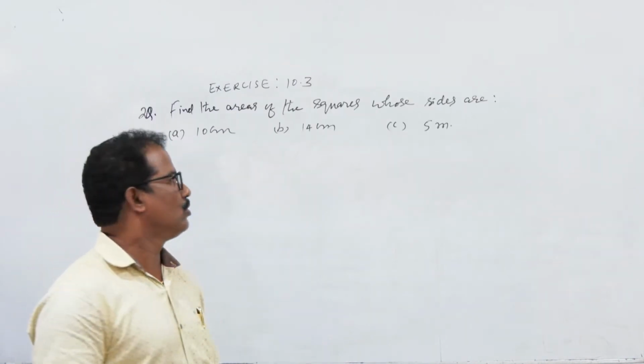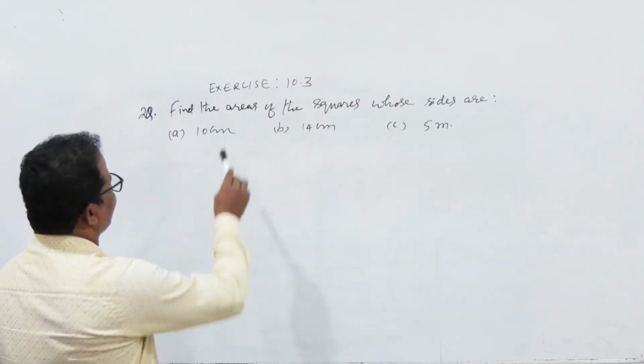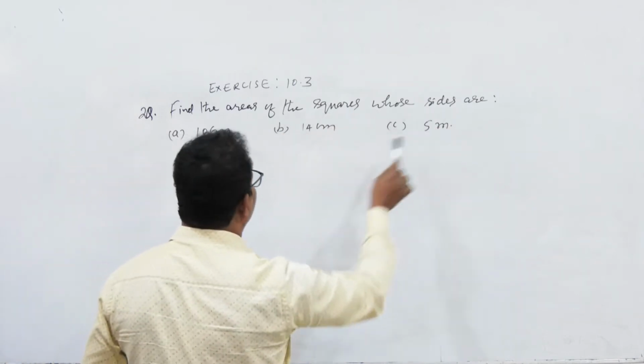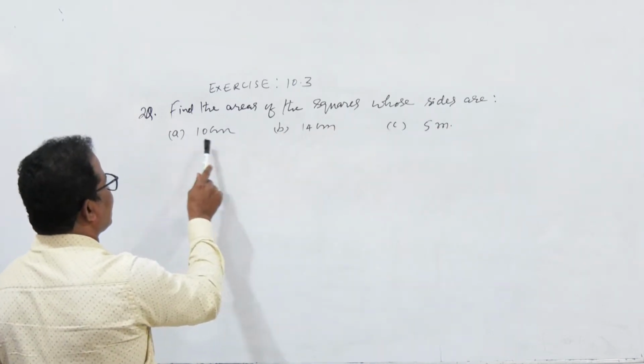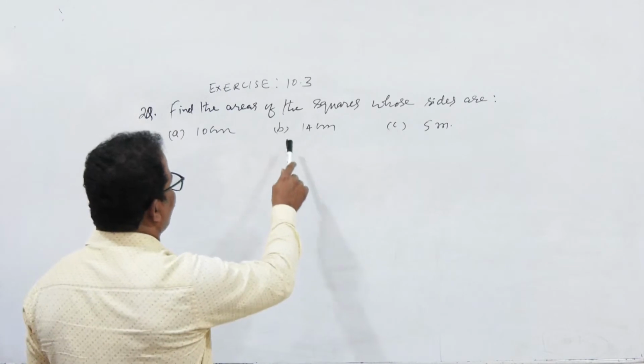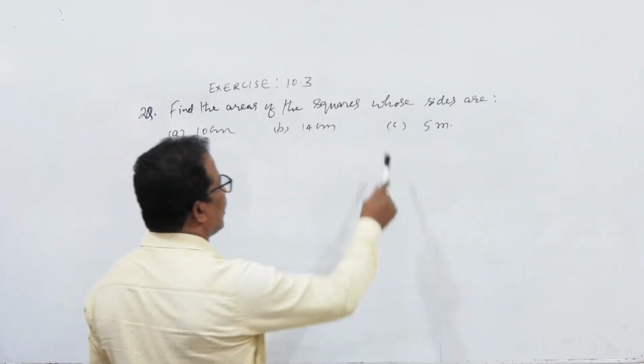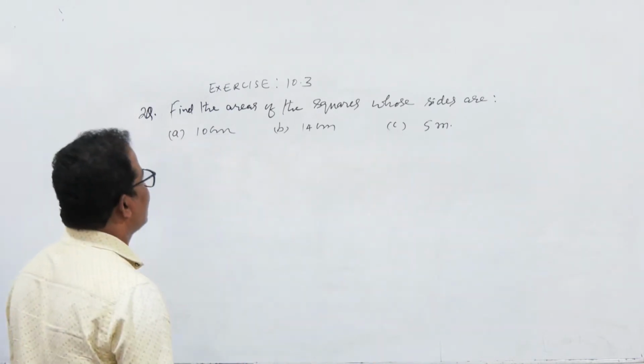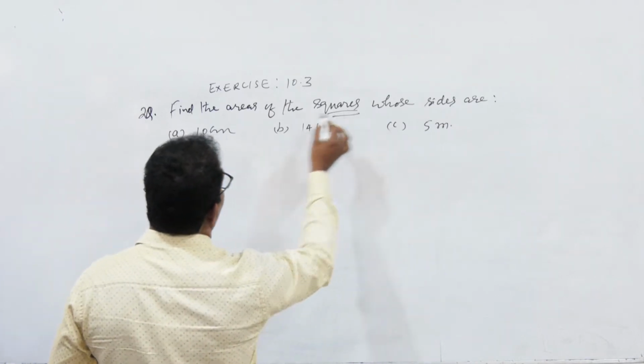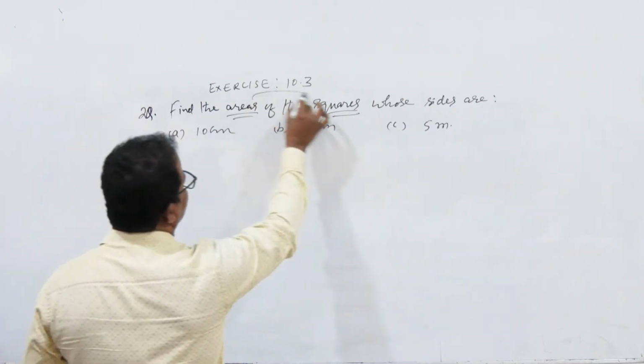Now in question number 2, find the areas of the squares whose sides are given. For the first question, the side is 10 centimeter, for B, 14 centimeter, and for C, 5 meter. In this question all are squares. We need to find the areas of these squares.